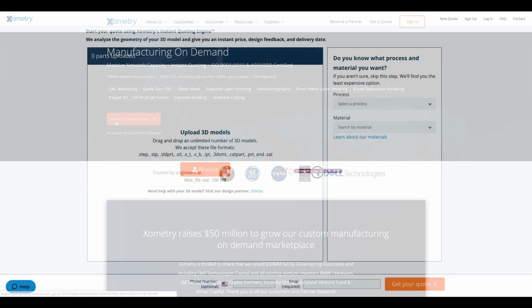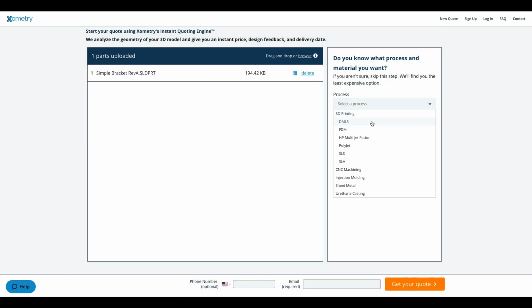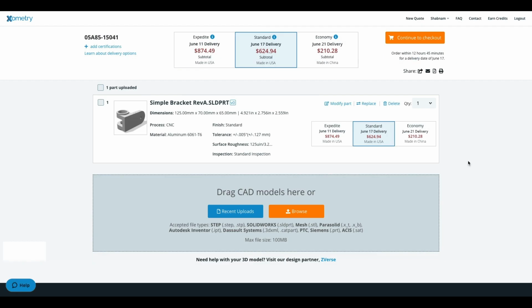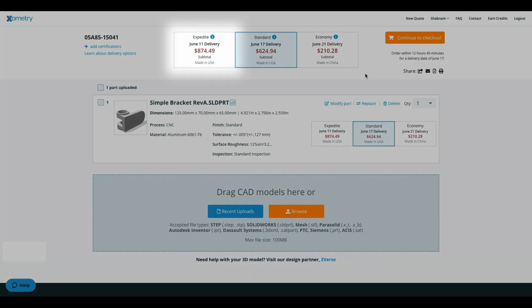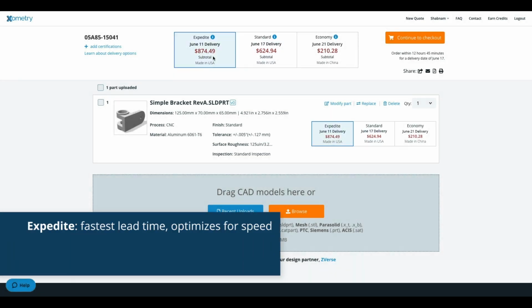Xometry is expanding the price and lead time options for CNC machining in the Xometry Instant Quoting Engine. Now, with each CAD file you upload, you will see 3 options: Expedite, Standard, and Economy. Expedite gives you the fastest possible lead time. It is a great choice when speed is your top priority.